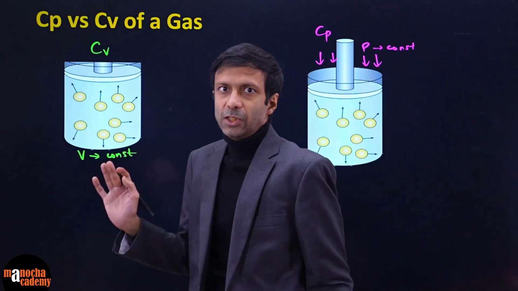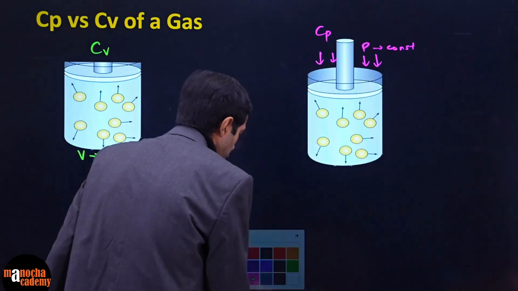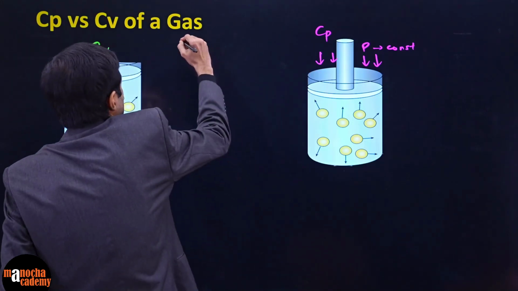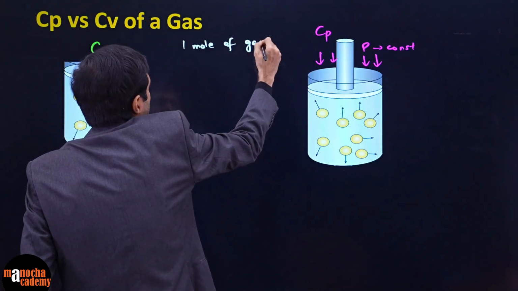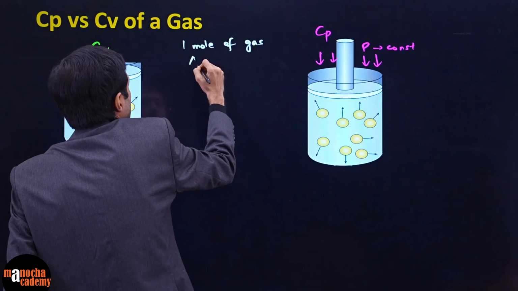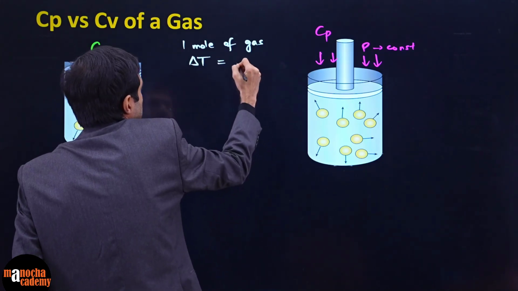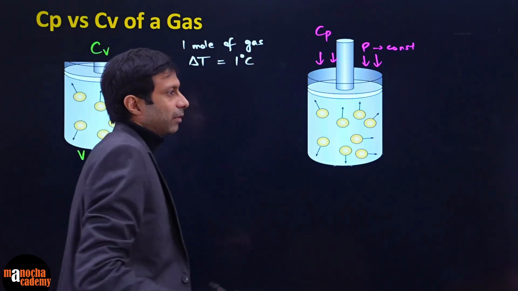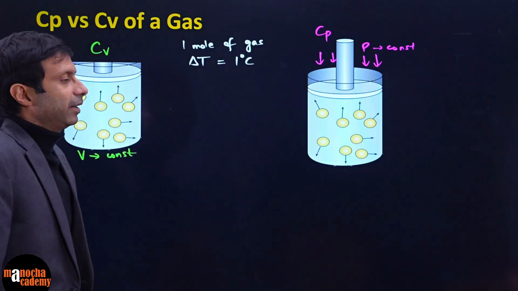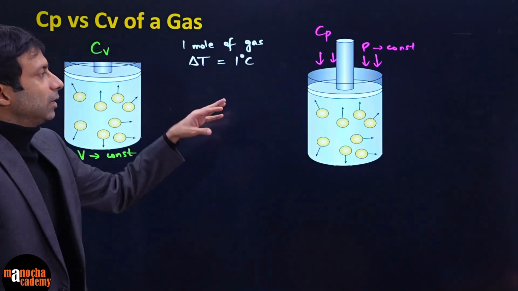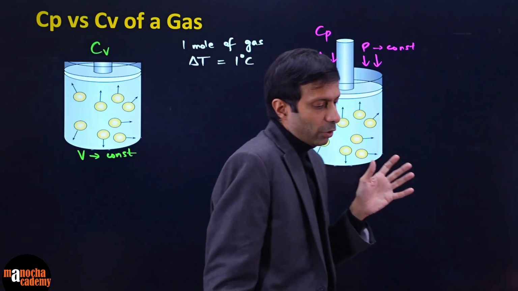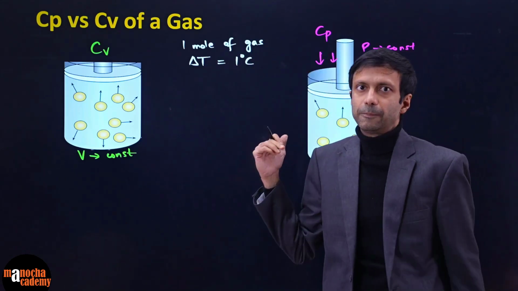See, in both the cases, to make it fair, what are we taking? In both the cases, we are taking 1 mole of the gas. So in both cases, we are taking 1 mole of a gas. In both cases, the change in temperature is how much? We said 1 degree Celsius or 1 Kelvin, right? Basically unit temperature, right? So both, that is common to this. Now, which one do you think you have to supply more heat, here or here?